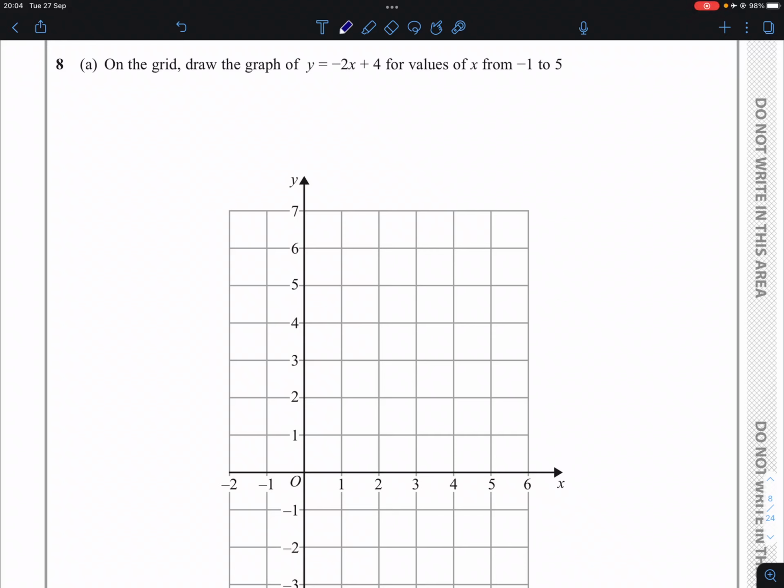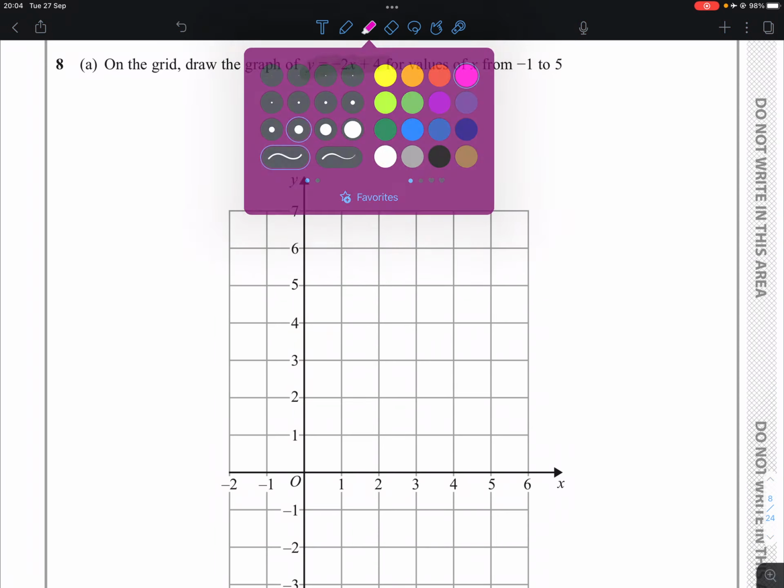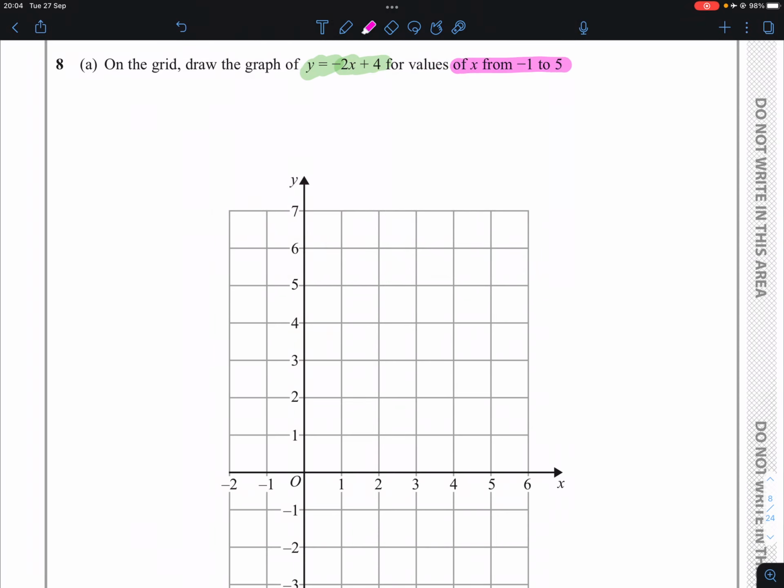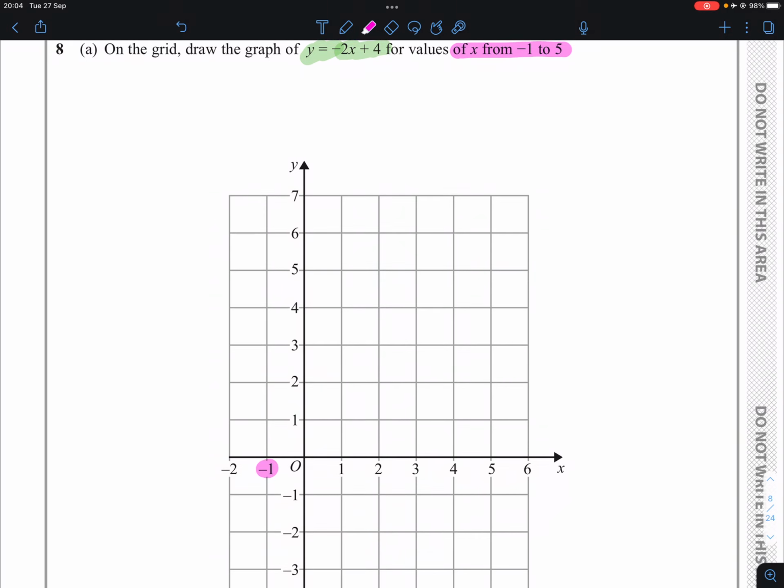Question 8, part A. On the grid, draw the graph of y equals minus 2x plus 4 for the x values going from minus 1 to 5. So that means in terms of our x values on our graph, we need to make sure that our straight line goes up to the left-hand side and right-hand side. If I drew this as a line, that's not acceptable because there's going to be a missing bit here and a missing bit there.